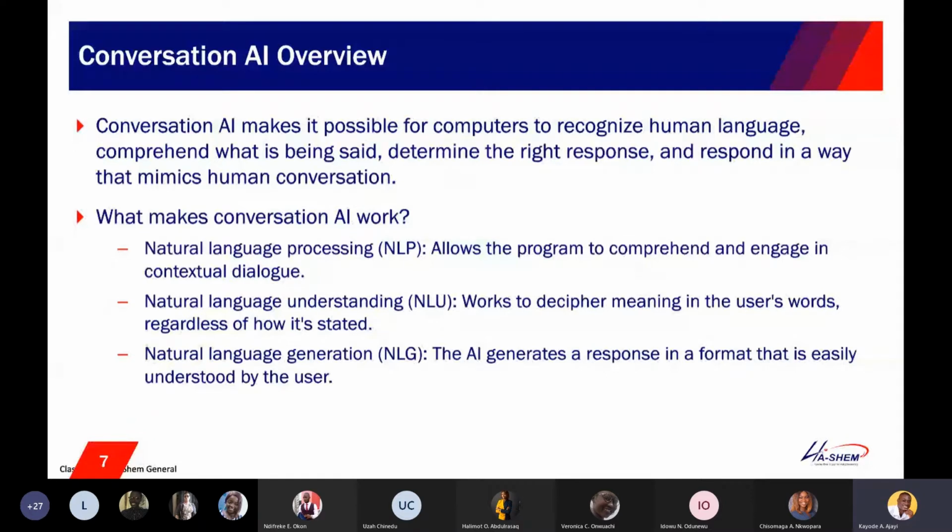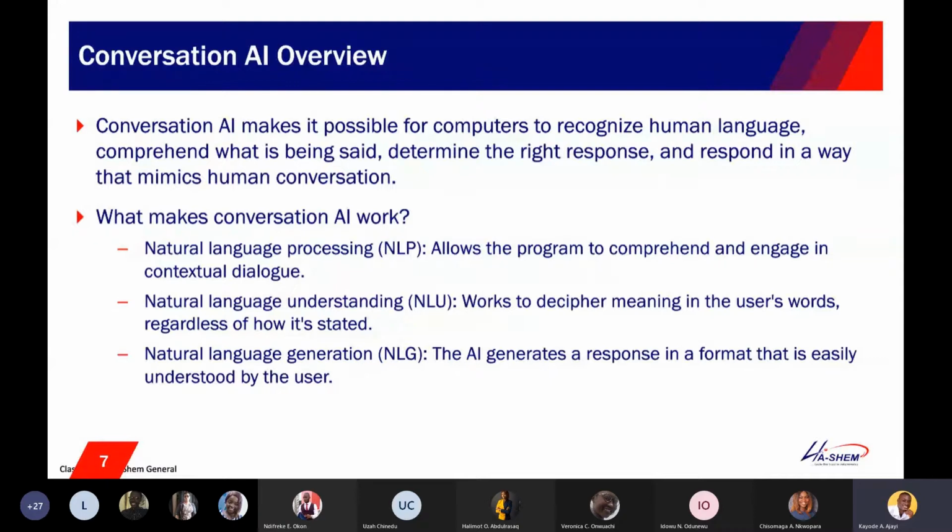So what makes it work? There are majorly 3 components of conversation AI that, by the time you bring everything together, give you a fully functioning program. First of all, we start with natural language processing. Natural language processing is the program being able to process the text that has been given to it, more like break it into little chunks.